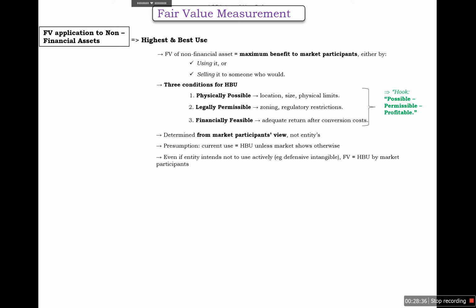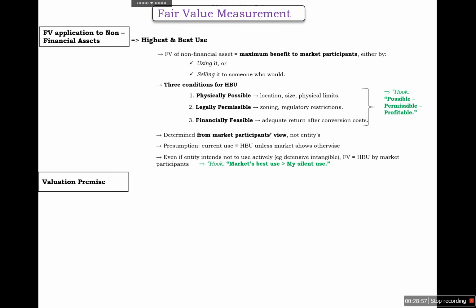Even if the entity intends not to use that asset actively and wants to use it with defensive intent, for example in the case of an intangible asset, the fair value will reflect the highest and best use as the market participants think about it. So the market's best use is above my own intended use.